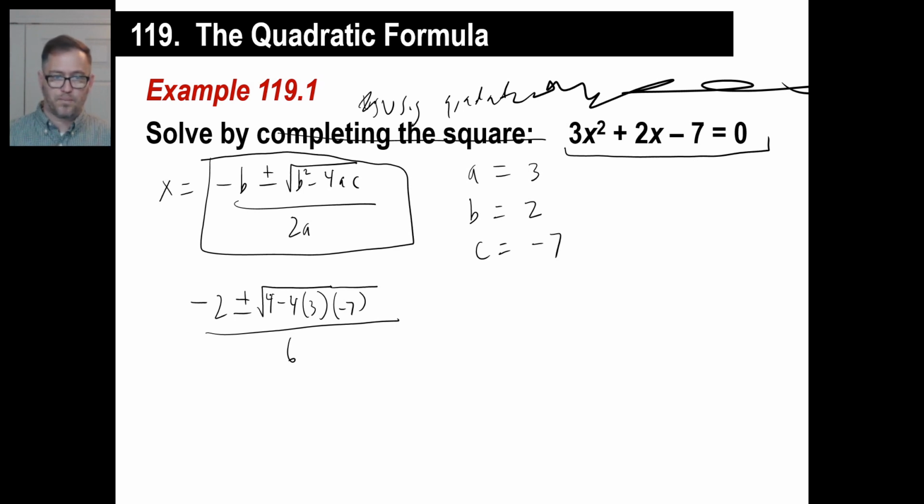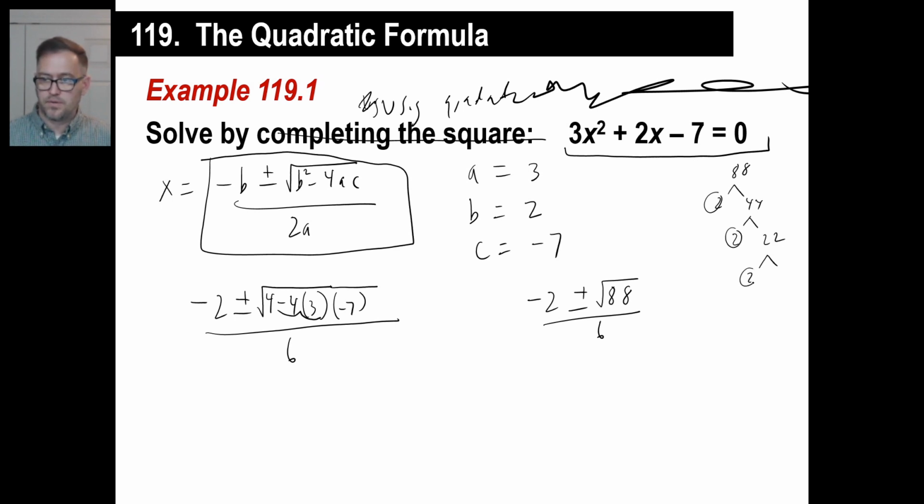So let's leave the 4 by itself for a second. So -4 times 3 is -12. Okay, -12 times -7 is positive 84. 4 plus 84 is 88, and that's going to be over 6, okay? Now, you can actually break down 88, and don't forget, you can knock this down. That's going to be 2 times 44, and that'll be 2 times 22, and then 2 times 11, and there are your 2s you can pull out. So you would say -2 plus or minus 2 goes to the outside. Then we have 22 underneath the radical, and then over 6.